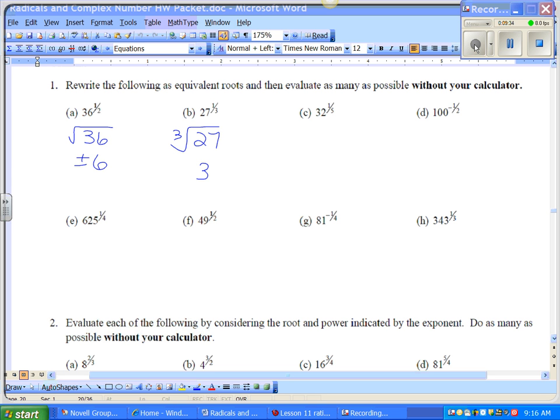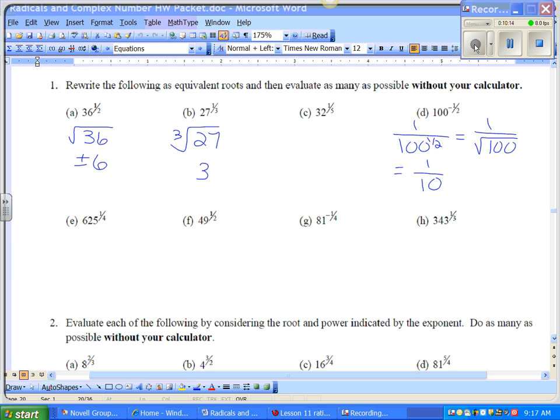Do we like negative exponents? No. How do we get rid of them? How do we get rid of negative exponents? Yeah. 1 over 100 to the 1/2 power. Yeah. This is 1 over the square root of 100, which is 1/10. What do you think? Not bad, right? These ones are pretty simple. Okay, so let's get a little bit harder.